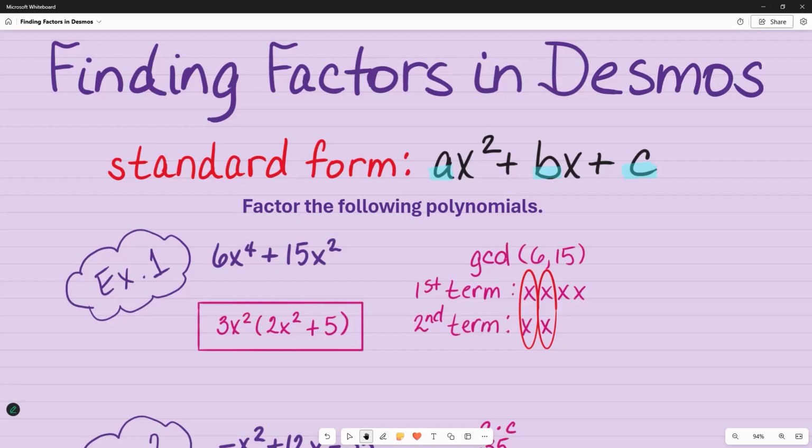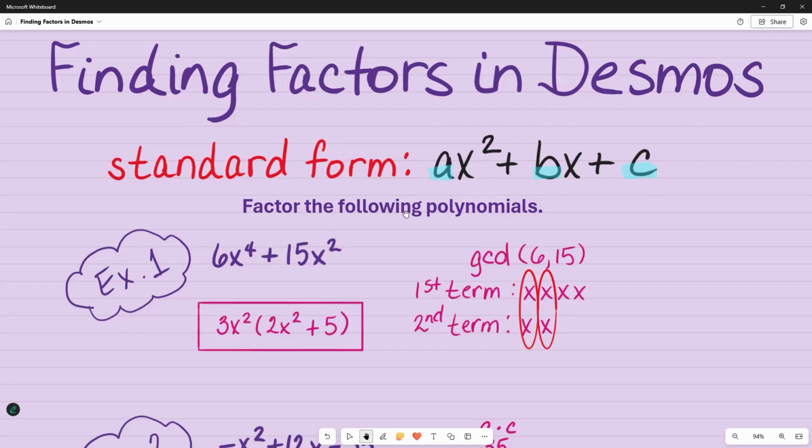Today I'm going to show you how to find factors in Desmos. I do want you to remember if we are talking about a trinomial, the standard form is going to be ax squared plus bx plus c. If it is not a trinomial, then make sure your highest exponent is leading and then you just count down. So in this case, 2, 1.